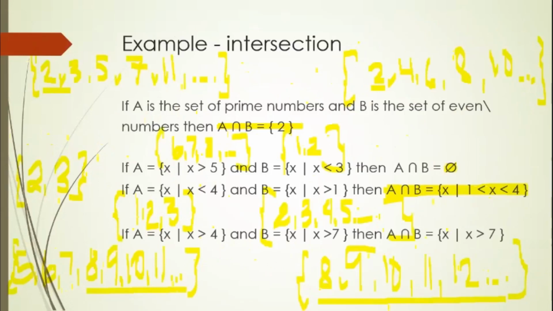That is in roster form. And this one is in set builder. Let's see. Are these numbers we have here, 8, 9, 10, 11 to infinity, greater than 7? Yes. So therefore, we can express our answer this way instead of writing 8, 9, 10, 11, dot, dot, dot, which is still considered correct.